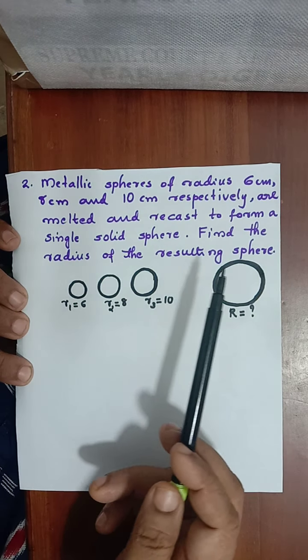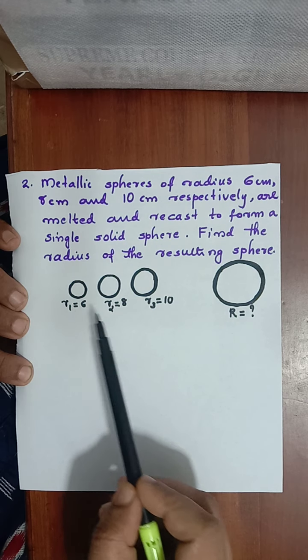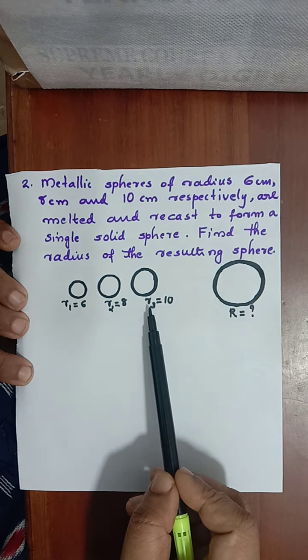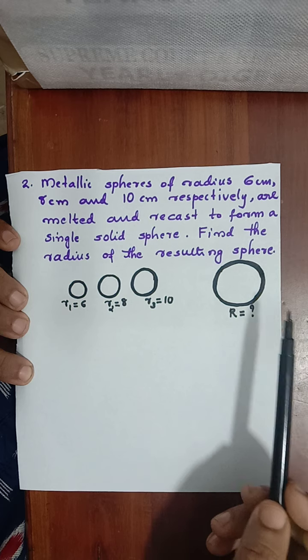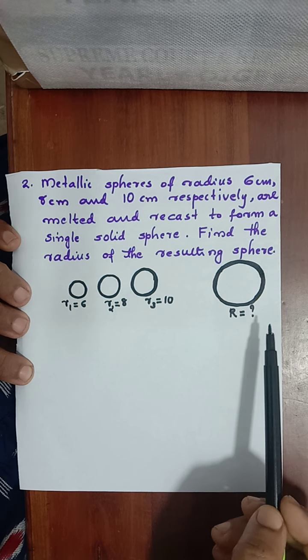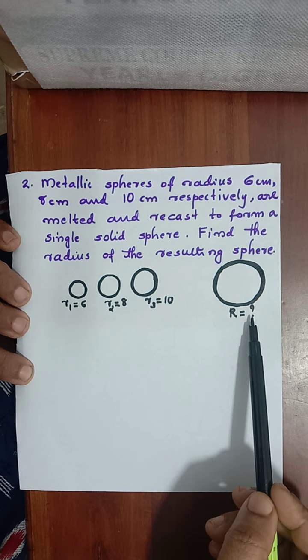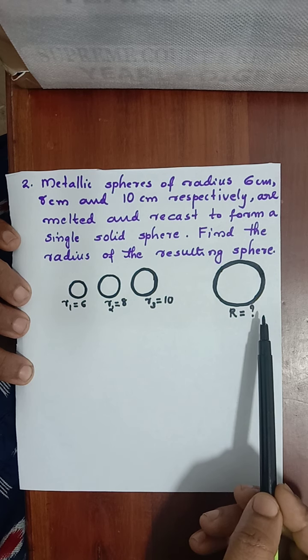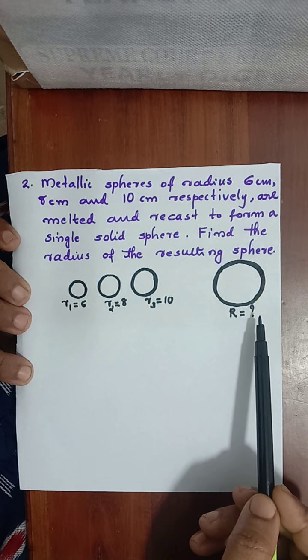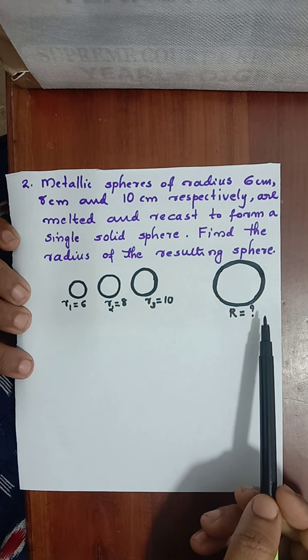Metallic spheres of radius 6 cm, 8 cm and 10 cm respectively are melted and recast to form a single solid sphere. Find the radius of the resulting sphere. This question I will be explaining, and you will be able to find out yourself.